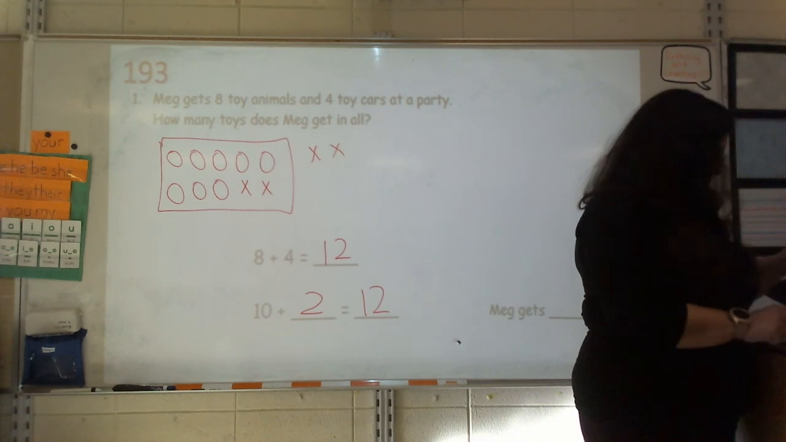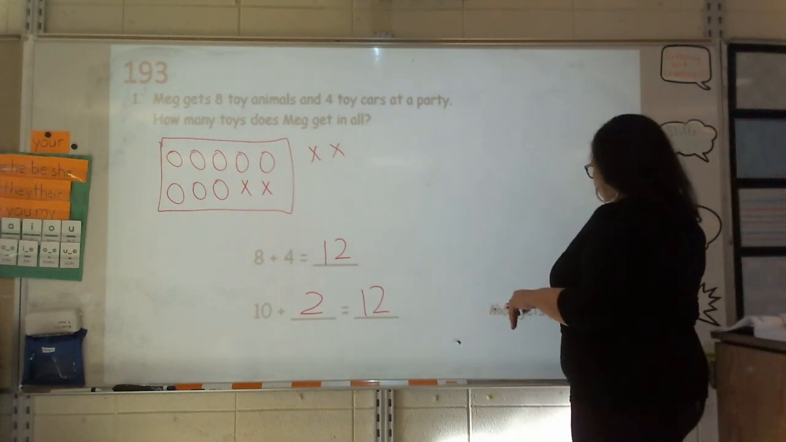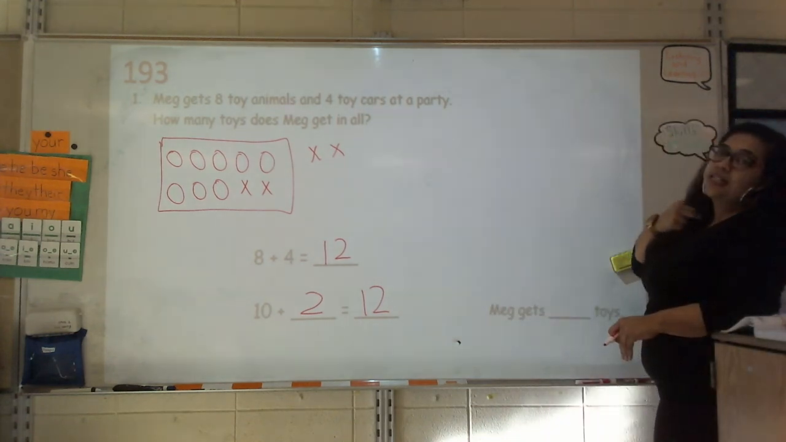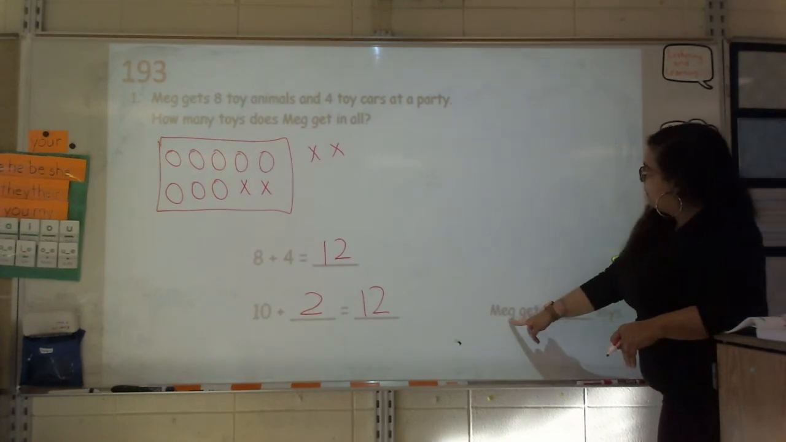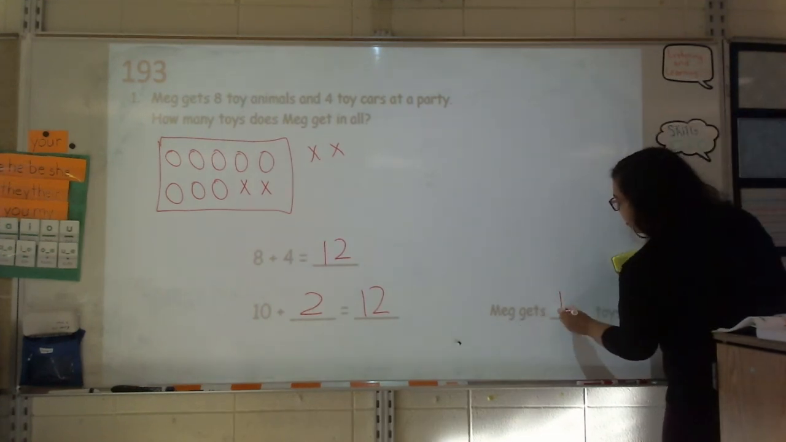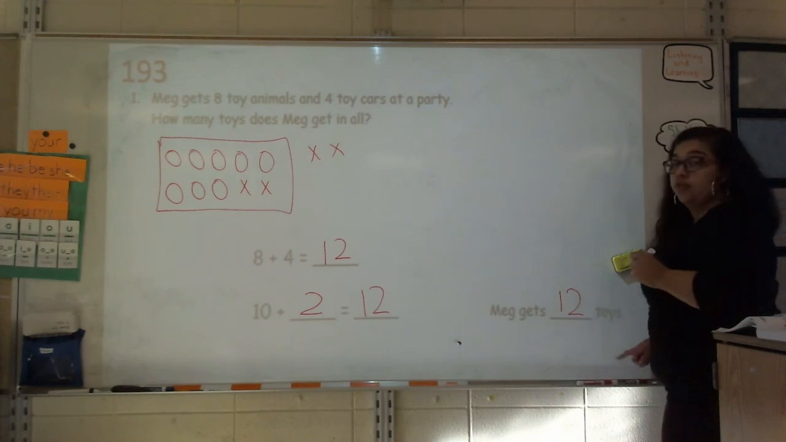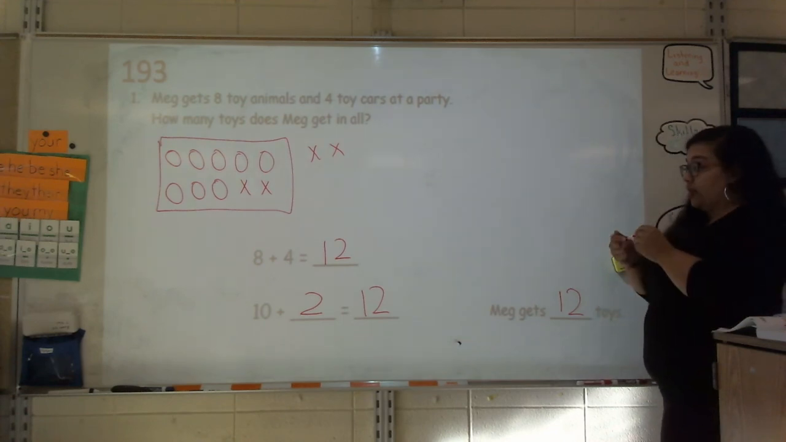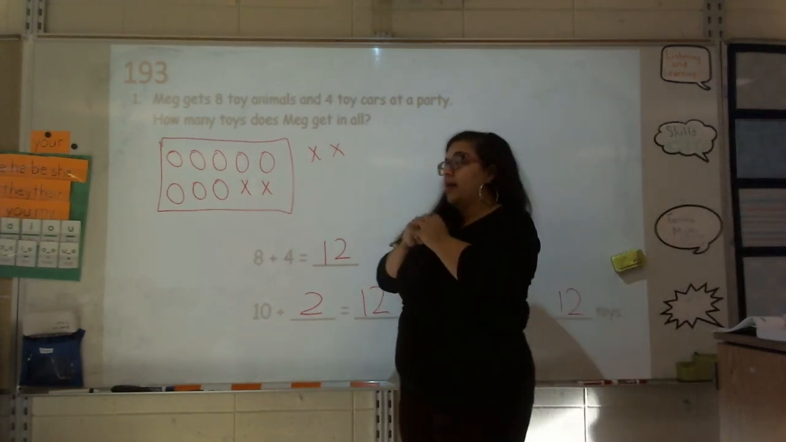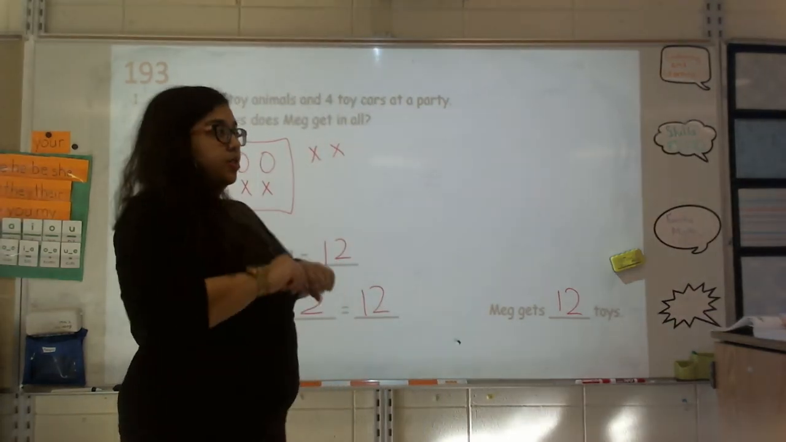Good job. All right. Now, the question still remains. How many toys does Meg get in all? Meg gets 12 toys. And no, we're not going to draw the number bond, breaking the part down into smaller pieces today.